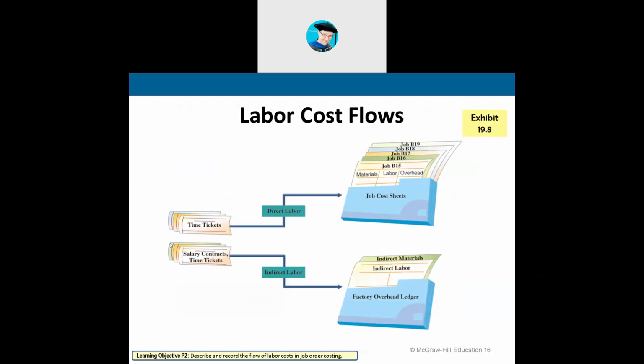That's materials. Labor. I want to show you labor. Earlier I talked about time tickets. The employee punches in and out, in and out. For each job, we record the actual amount of time spent working on each individual job. This is called direct labor. So we take the time ticket, that's the amount of time spent working on each job, times the amount per hour that the employee gets paid. That's what goes under direct labor.